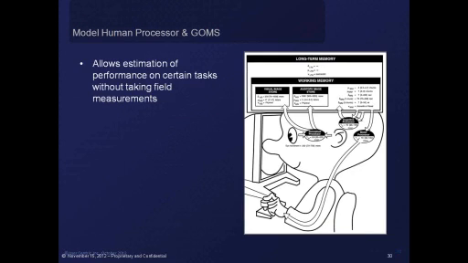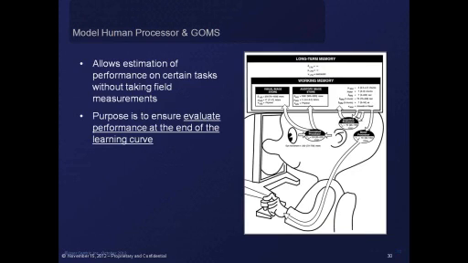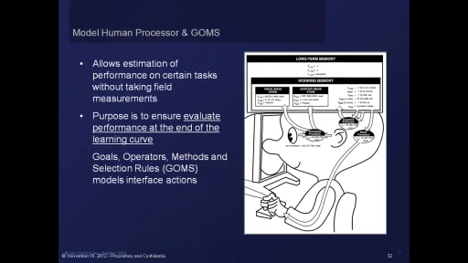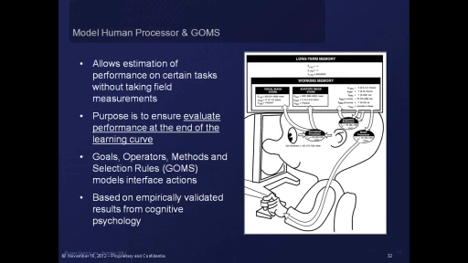So we can assume how long it's going to take somebody to see something, to think about it, and to react to it. And we can evaluate that performance at the end of the curve. So it's really intended to get to this far right side. And if we can estimate that in a design phase, then in fact we've reduced the uncertainty even more as to whether we're going to be above the green line or below the green line, and then how far. It will also help us estimate how far below the line we're going to be. And like I mentioned, it's based on empirically validated results.